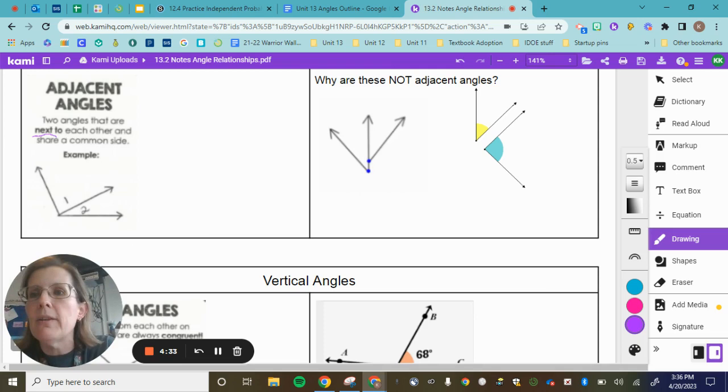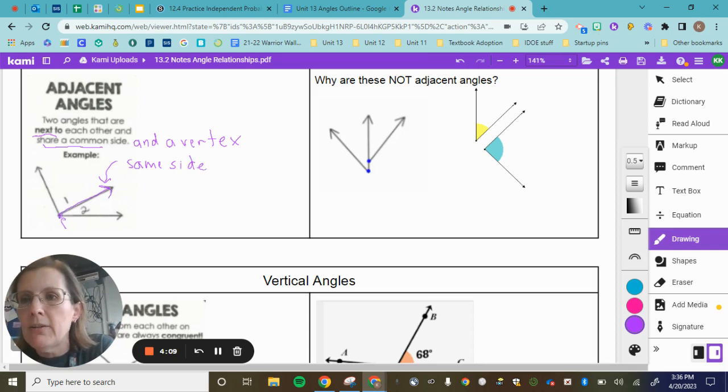So two angles that are next to each other and share a same side, and you need to add this to your notes, and a vertex. So they're adjacent if they have the same side. In this question, this is their same side. And then the vertex is the point where they intersect. And this is their same vertex. Let me write that better. So same side, same vertex.